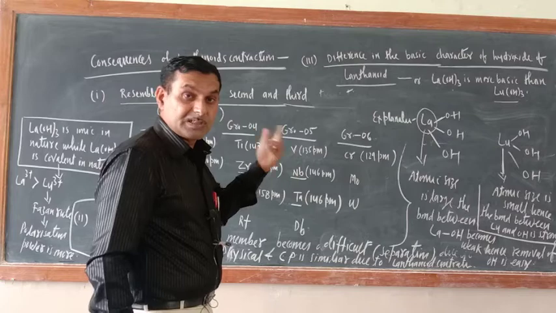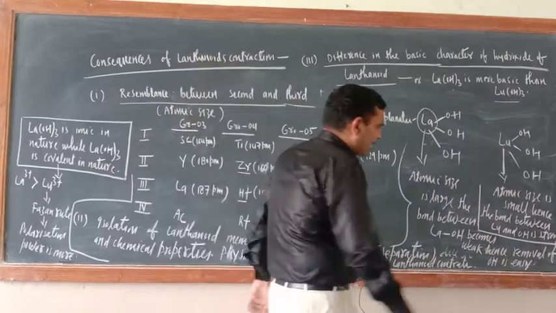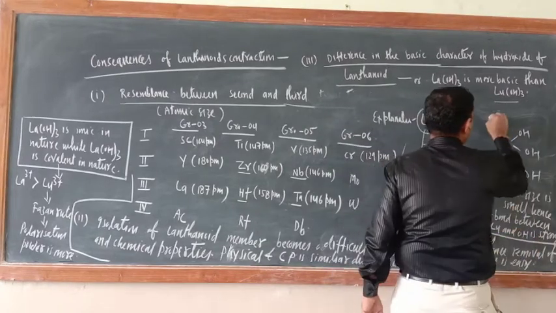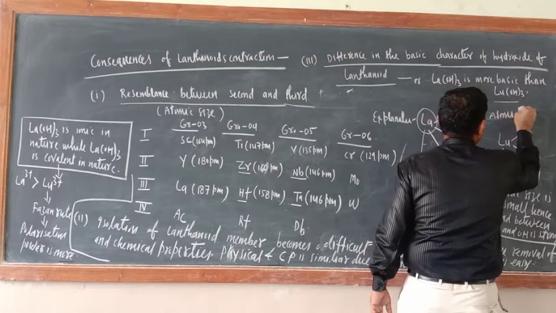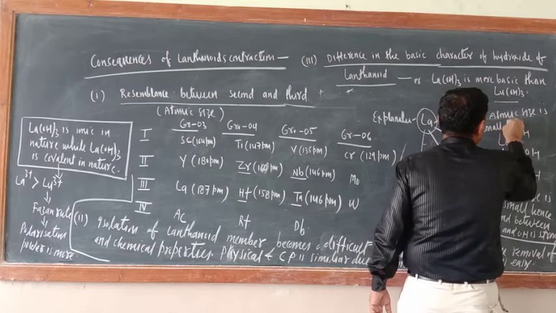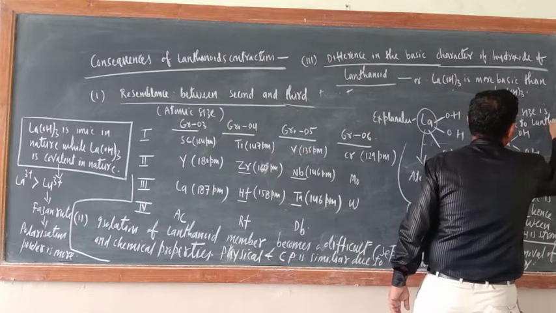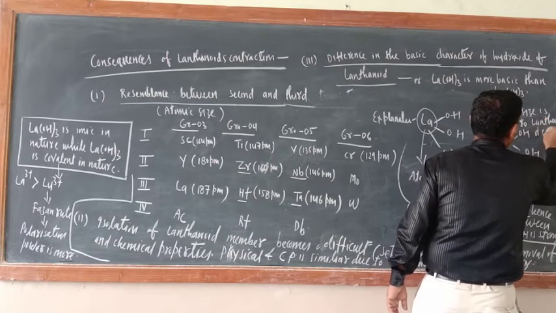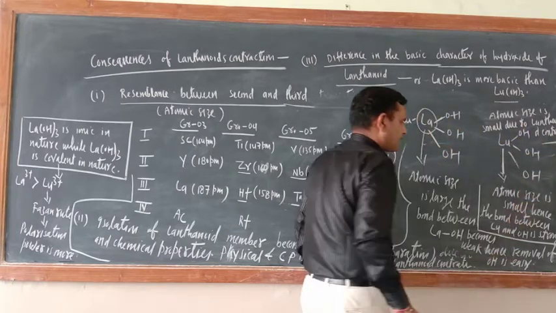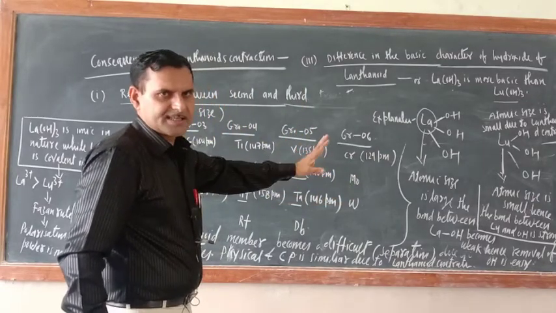Okay, which one is less basic? Lutetium hydroxide. Which is more basic? Lanthanum hydroxide. Okay, so here you can write, atomic size is small due to lanthanide contraction. Now clarity is less, please bear with me. But I hope that concept you are getting.